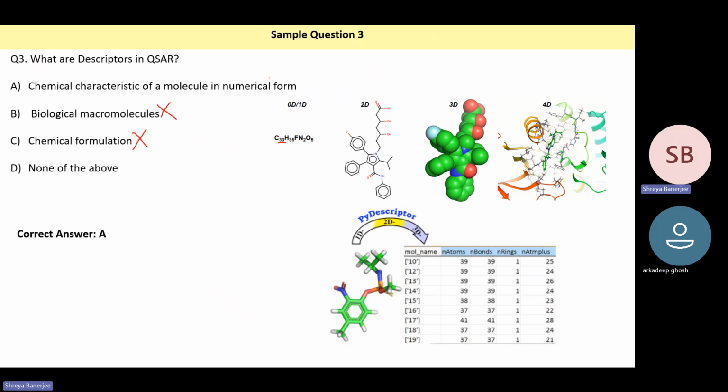So the better answer is, what are descriptors? Chemical characteristics of a molecule in numerical form. This can be different chemical characteristics like the number of atoms, the different connecting bonds, the 3-dimensional coordinates. So these are all descriptors in numerical form. So it is option A.